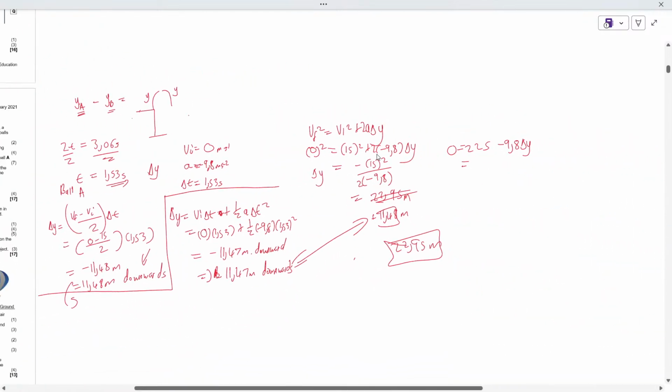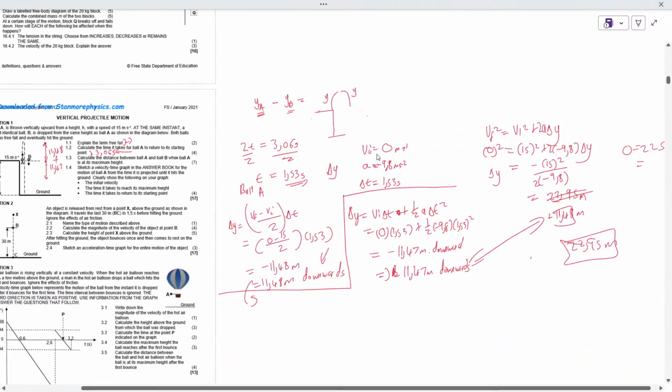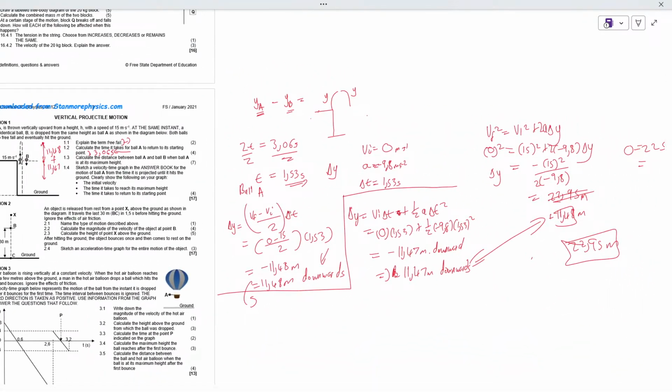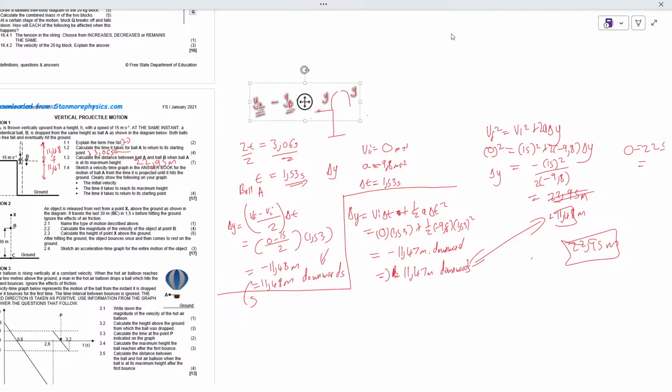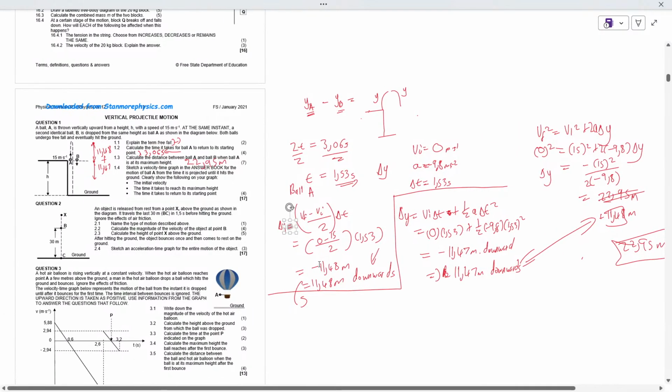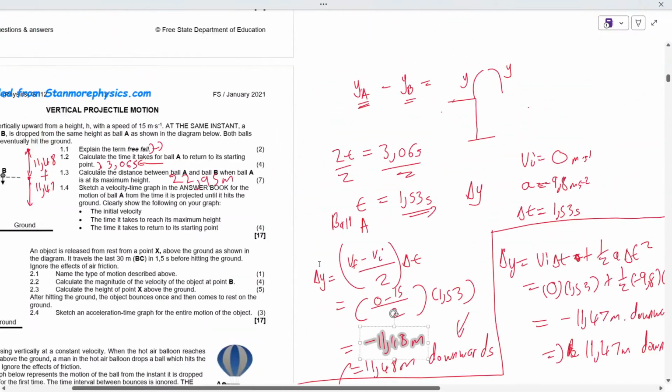Let me just write down this answer here. We'll verify it when we are done. 22,95 meters. But I think we are going to use some of this information to draw the graph. Let me just keep it here.